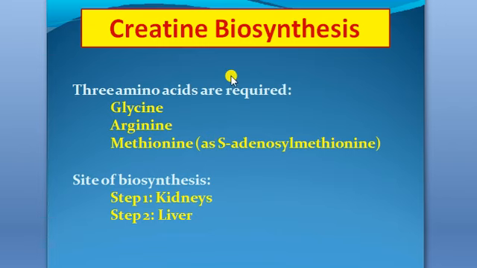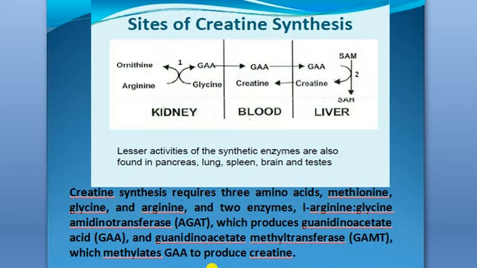So how is creatine synthesized? It requires 3 amino acids: glycine, arginine, methionine. The major sites for the synthesis of creatine are the kidneys and liver. See the sites of creatine synthesis. If you take ornithine and arginine, creatine synthesis requires 3 amino acids, methionine, glycine, arginine, and 2 enzymes.